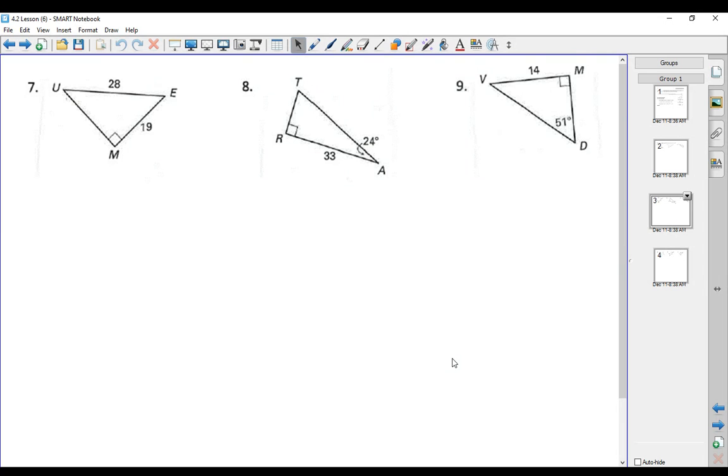Remember, we're solving right triangles, and the first thing you want to do when you solve a right triangle is write down all six parts of the triangle. So on this first example here, number 7, we have the measure of angle U, the measure of angle M, and the measure of angle E. We also have three sides here. We have UM, we have ME, and we have EU.